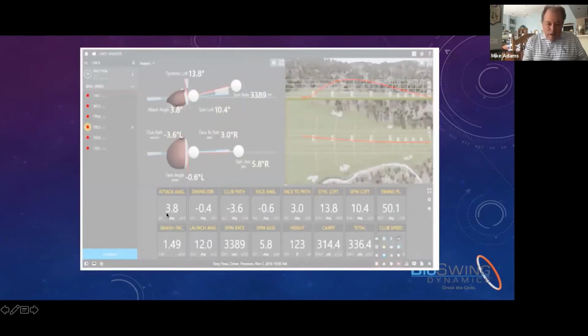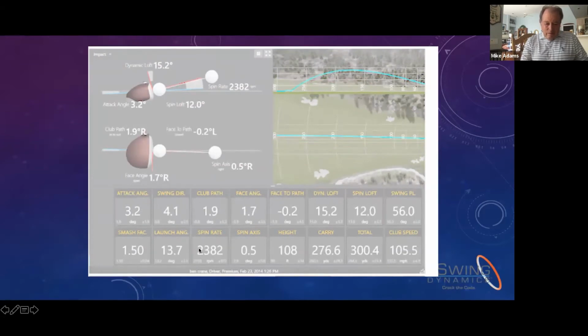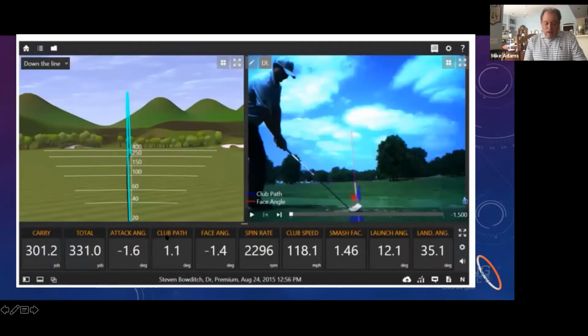Good example. Here's Tony Finau. You notice that his spin rate is over 3,000. He's a side cover golfer. Here is Ryan Moore, who's side under, and you notice that his spin rate is low. Same thing with, notice how his spin rate is low, and good example, Steve Bowditch, under golfer. What is the spin rate? It's low.